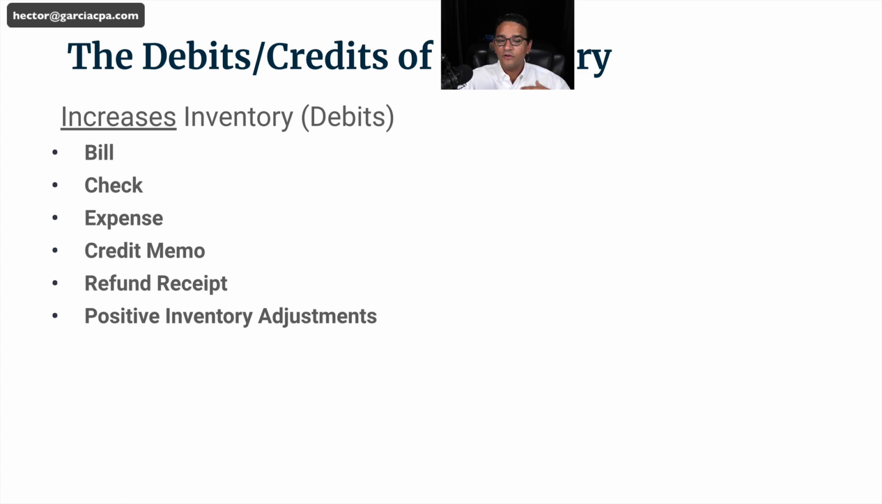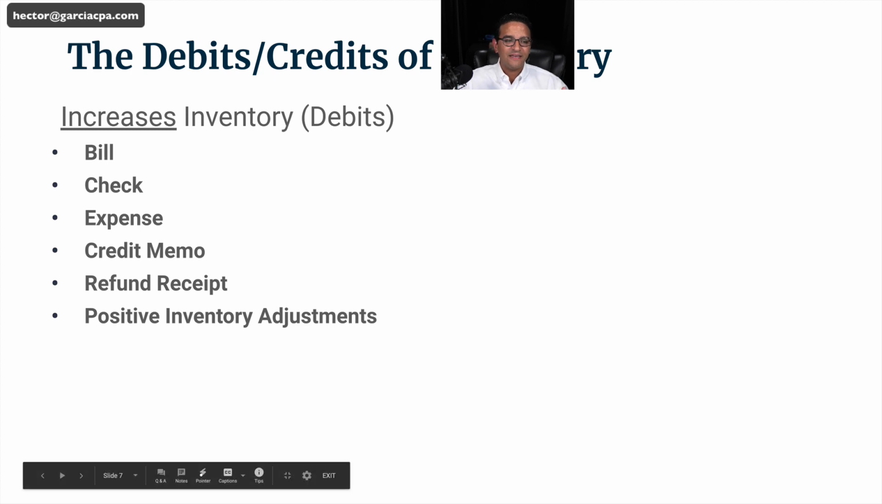So first of all, you might want to memorize this because it'll behoove you as a QuickBooks consultant working with inventory. The transactions that essentially will increase your inventory, or the transactions that will debit your inventory, are a bill, a check, an expense, a customer credit memo, a customer refund receipt, and any positive inventory adjustment. So you had 10, now you're telling QuickBooks you have 15. That would be a positive inventory adjustment. That will make your inventory increase.